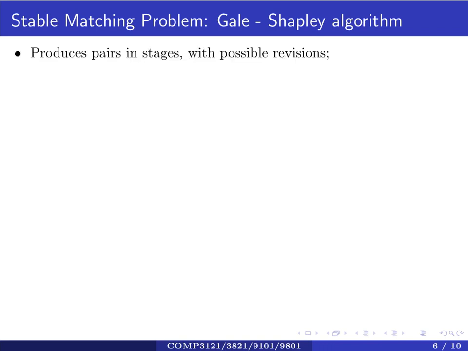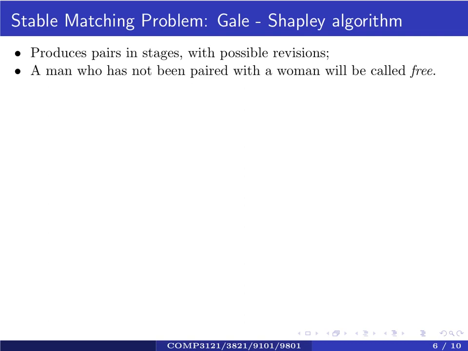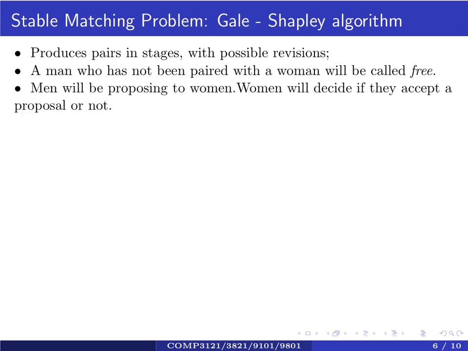So, how does the algorithm work? It produces pairs in stages with possible revisions. A man who has not been paired with a woman will be called a free man. Men will be proposing to women, and women will decide if they accept a proposal or not.